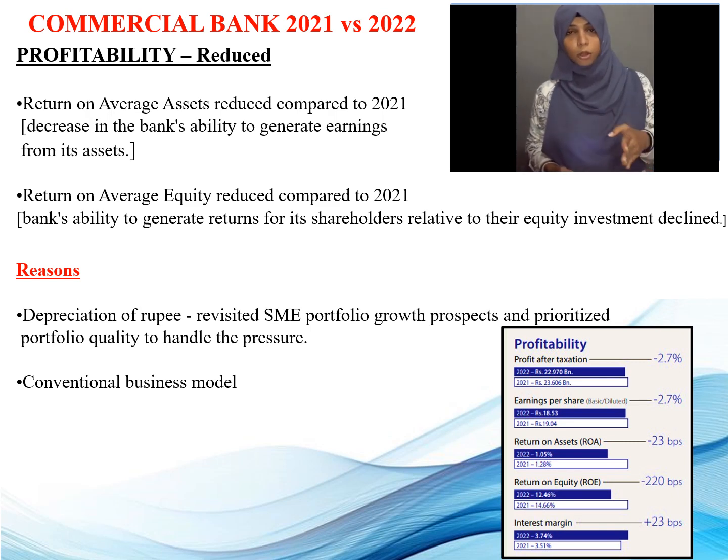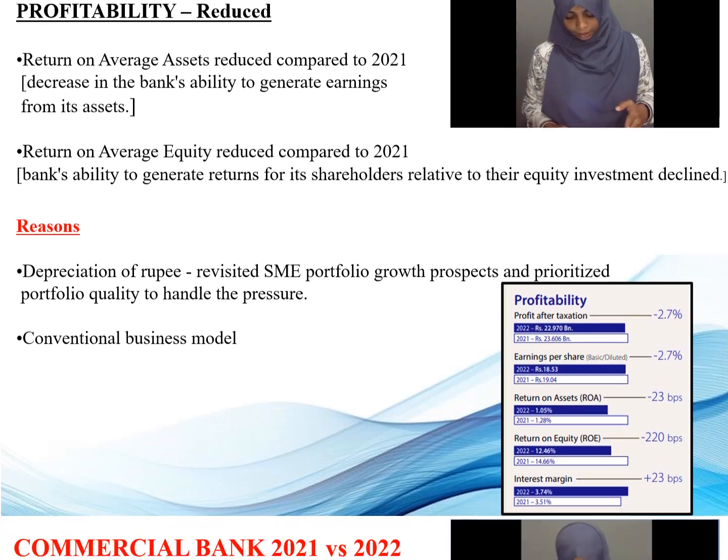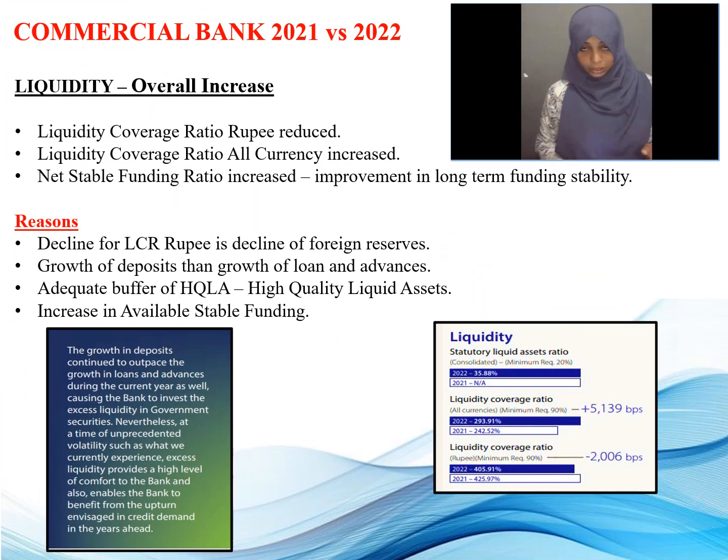They have prioritized the small SME portfolio quality. And then we have the conventional business model due to the macroeconomic and financial instability of the country. When we look into the liquidity ratio, there is an overall increase. The liquidity coverage ratio in rupee has reduced, and the reason for it is the decline in foreign reserves, or this foreign exchange crisis too.